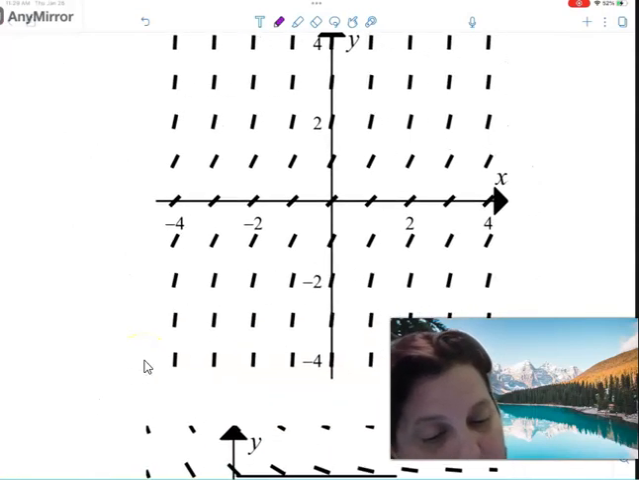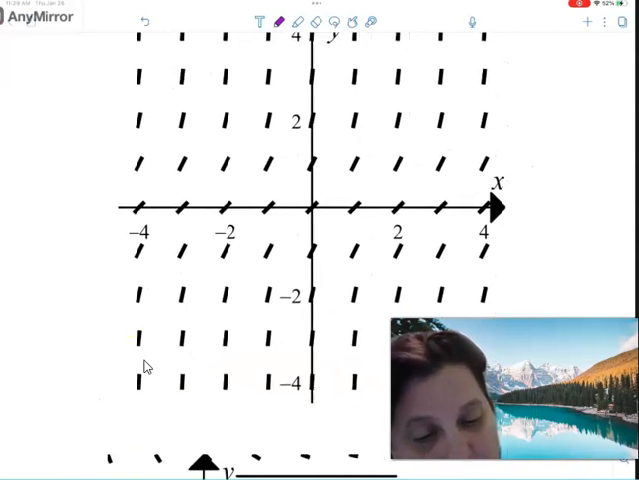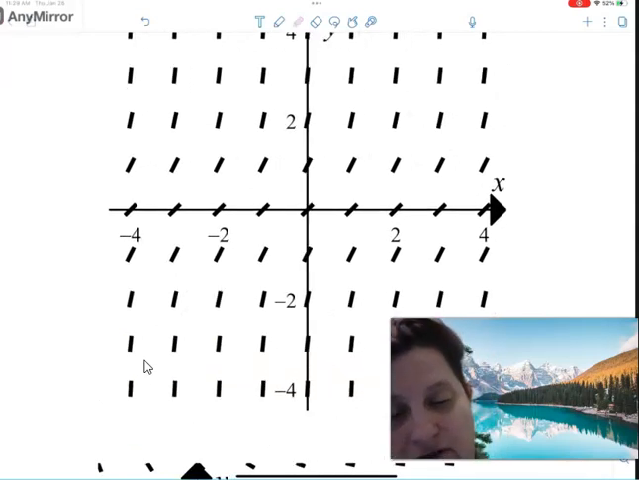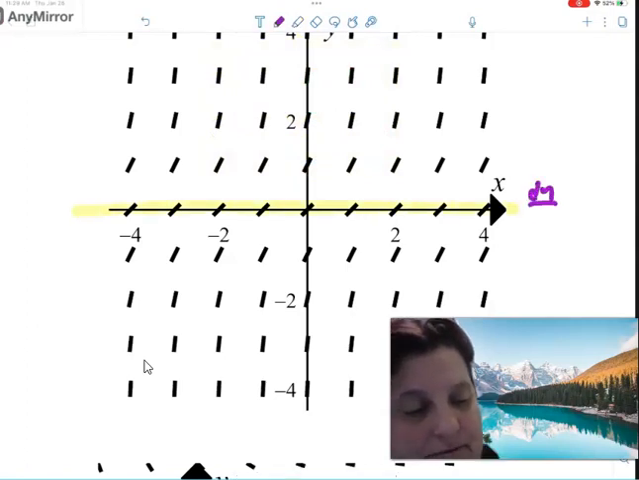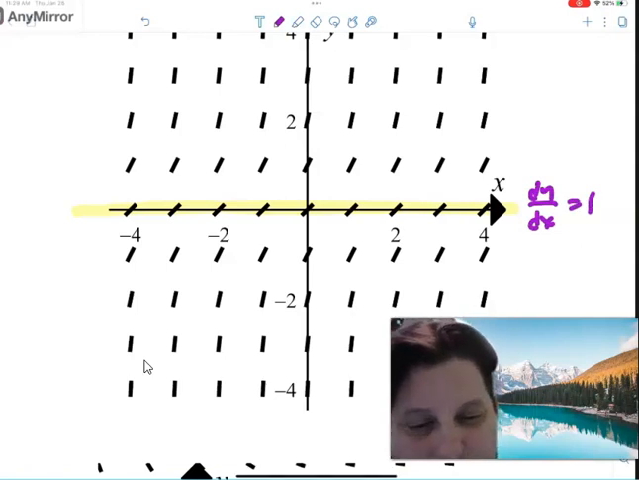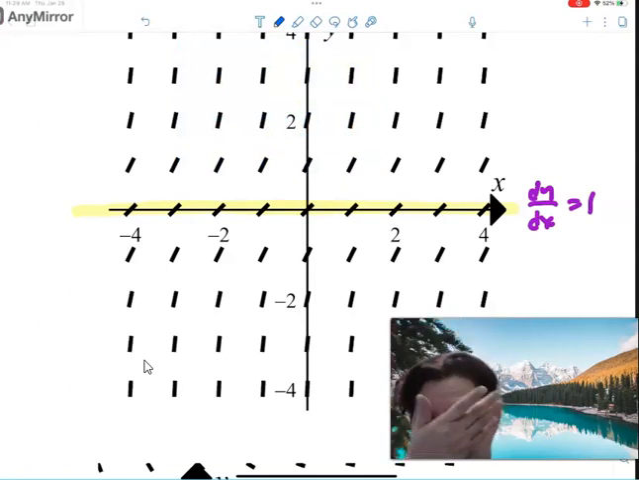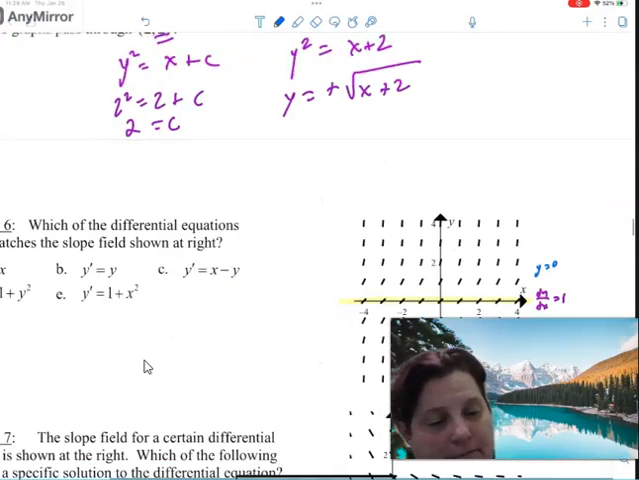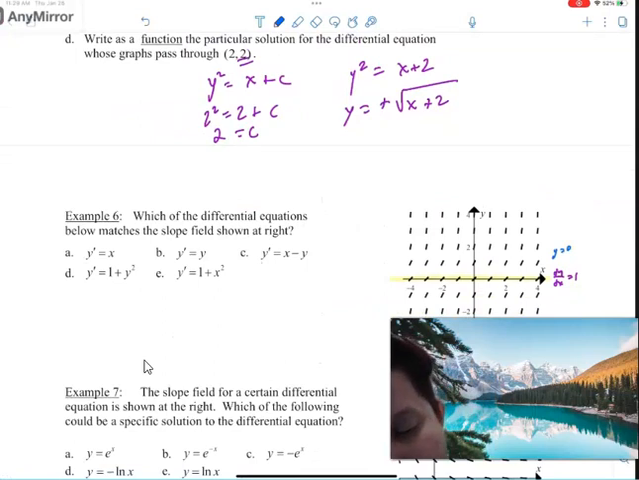Okay, here's what I like to do. When I look at this, I'm going to look at a whole row or a whole column. Does that look like the slope is 1? To me, it kind of looks like positive 1. And that's going to mean, it's on the x-axis, so anytime y is 0, it makes the same slope all the way across, and it looks like 1.